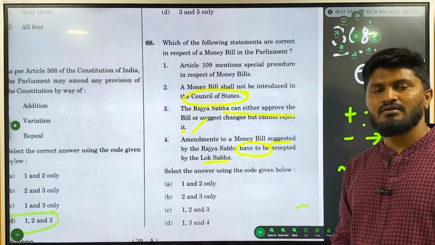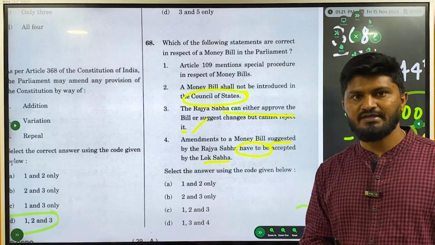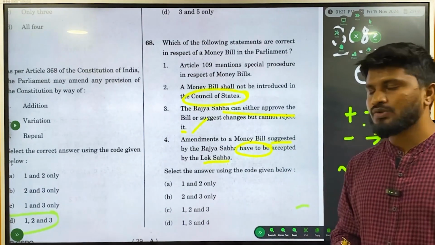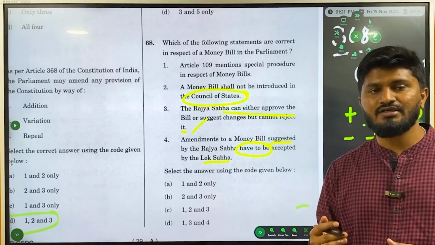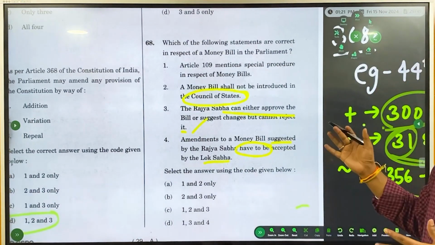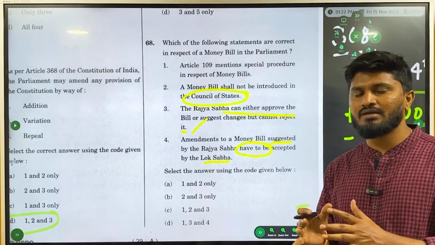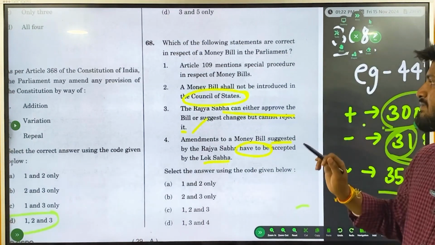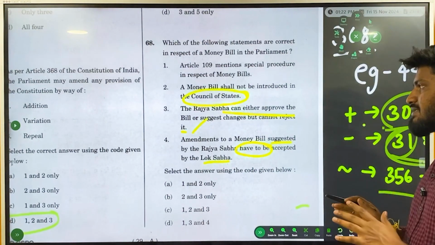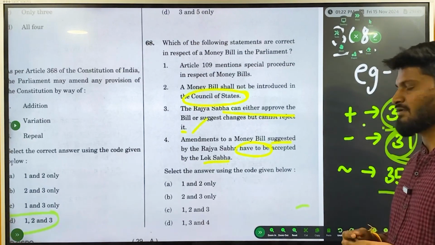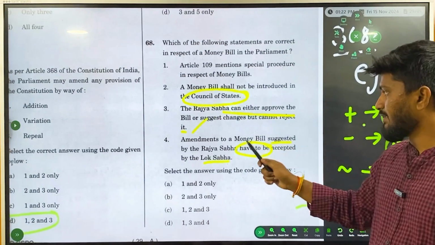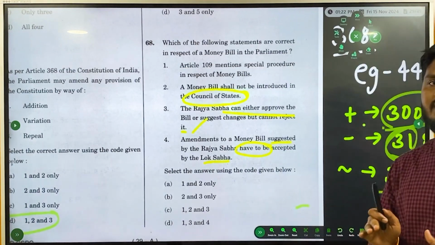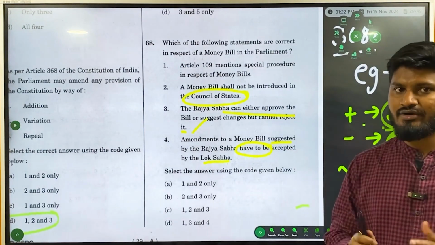Who has the more power, Lok Sabha or Rajya Sabha? It is Lok Sabha, right? So is Rajya Sabha in any position to give orders to Lok Sabha? No. So in the Indian federal structure, the structure is such that Lok Sabha has high power compared to Rajya Sabha. So the only power Rajya Sabha has with respect to a money bill is that it can either approve the bill or suggest changes, but it cannot reject it. And if the amendments are suggested by Rajya Sabha, it is not a hard and fast rule that Lok Sabha has to accept them. Lok Sabha can or cannot accept them.